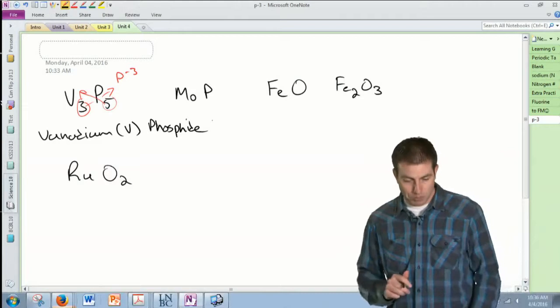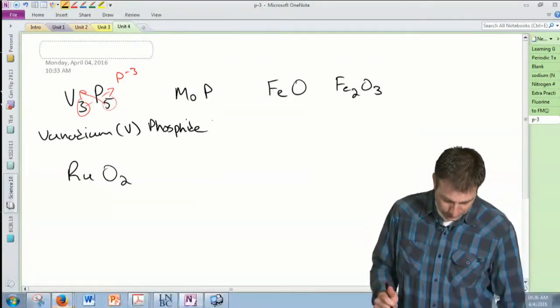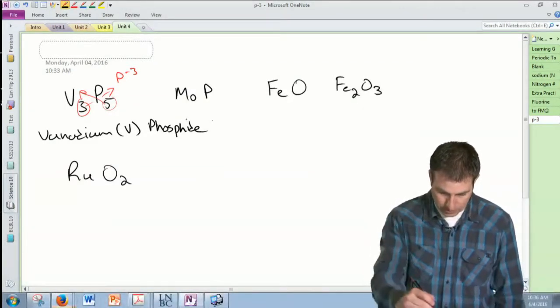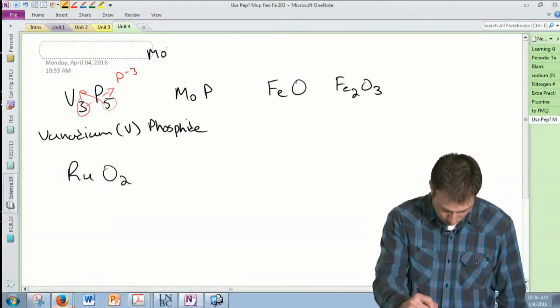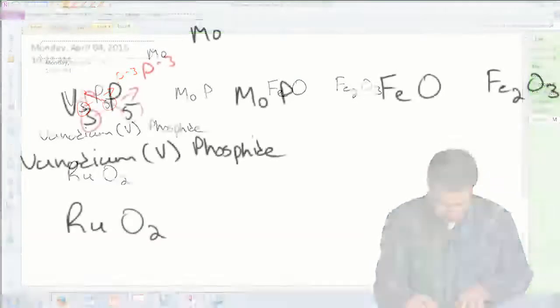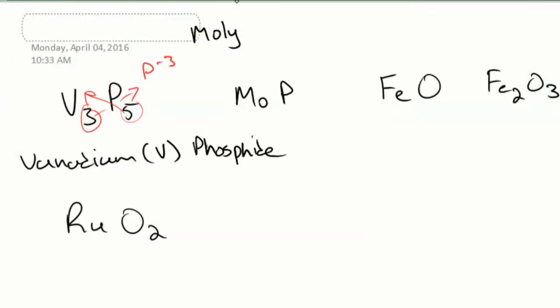All right, the next one, MoP. Mo is molybdenum. I'll write it up on top here. Mo, make sure I spell this right. Molybdenum. I'm going to have some sort of Roman numeral here because it has more than one charge. And then P we know is phosphide again. So which molybdenum? We've got a vote for 2 and we've got a vote for 3.